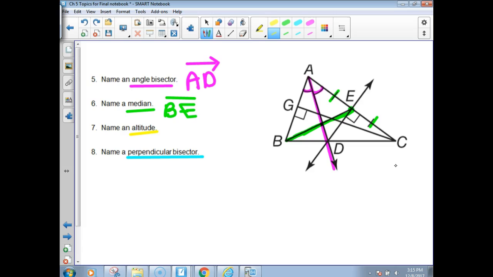Altitude, I need a tone. It has to have a right angle, but it doesn't have to cut a side in half. It has to come from a vertex. So it can't be ED. It has to be CG. And it's a segment. And finally, altitudes can only be segments. They cannot be lines. Okay, perpendicular bisector, that's got to be that last thing. It's the one that cuts the side in half at its midpoint. It has to have two properties. So that would be ED, and it's a line. Okay, and pass through.